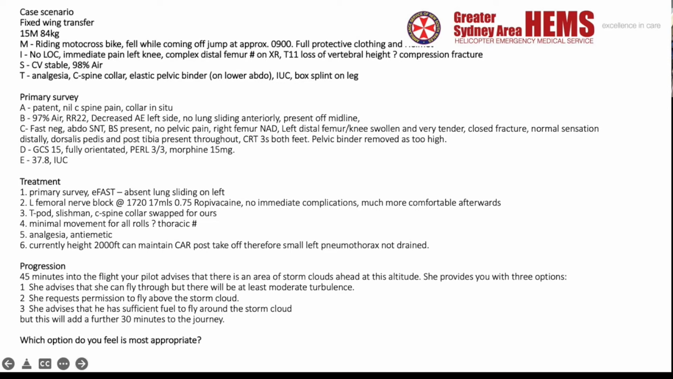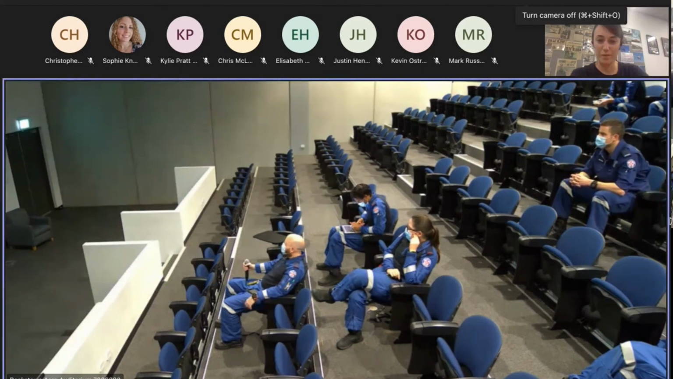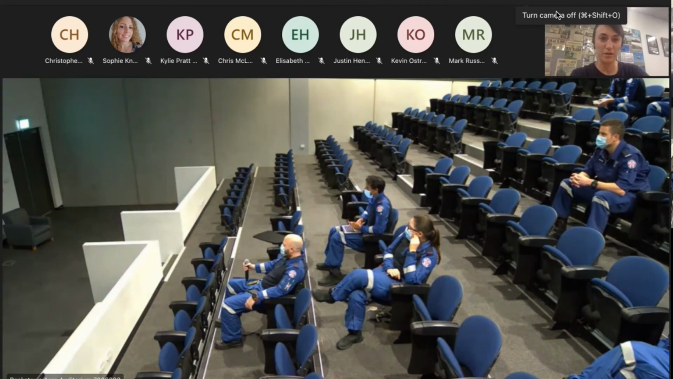So bearing in mind that you're worried about this pneumothorax, what would people be thinking about? What would people do in terms of managing that?